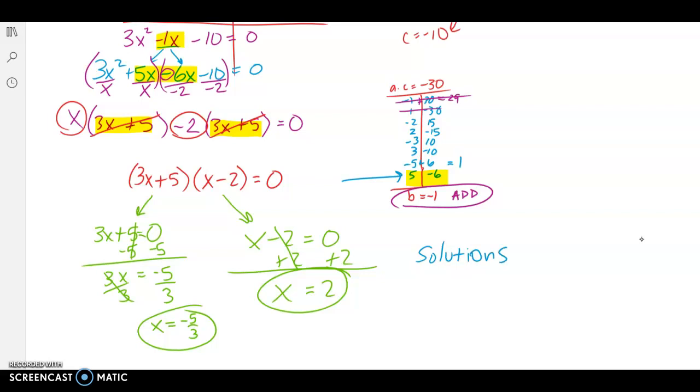So remember, these are called solutions, but they are also called roots. They're also called x-intercepts, and they're also called zeros.